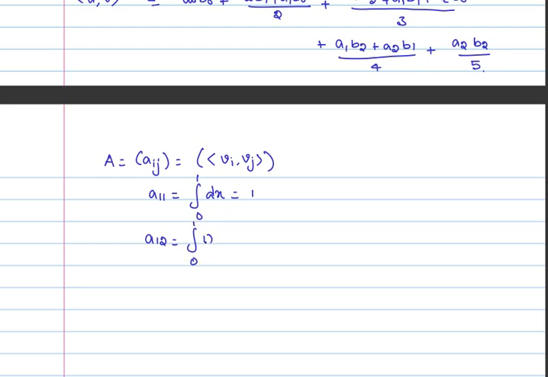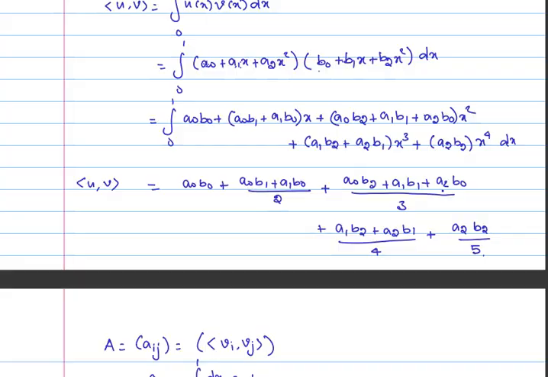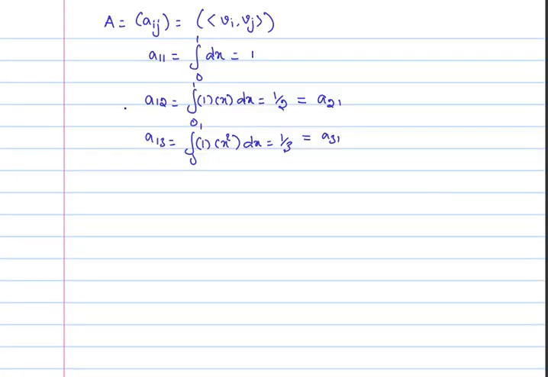V1 is 1 times V2 is x, dx. This is 1 by 2. A13 is the integral from 0 to 1 of x square dx. You will get 1 by 3. The same values you will get for A21 and A31. So clearly this matrix is symmetric, because the inner product of Vi, Vj and Vj, Vi are both the same, since the inner product is always symmetric when we consider real scalars only. So that is why A12 equals A21.